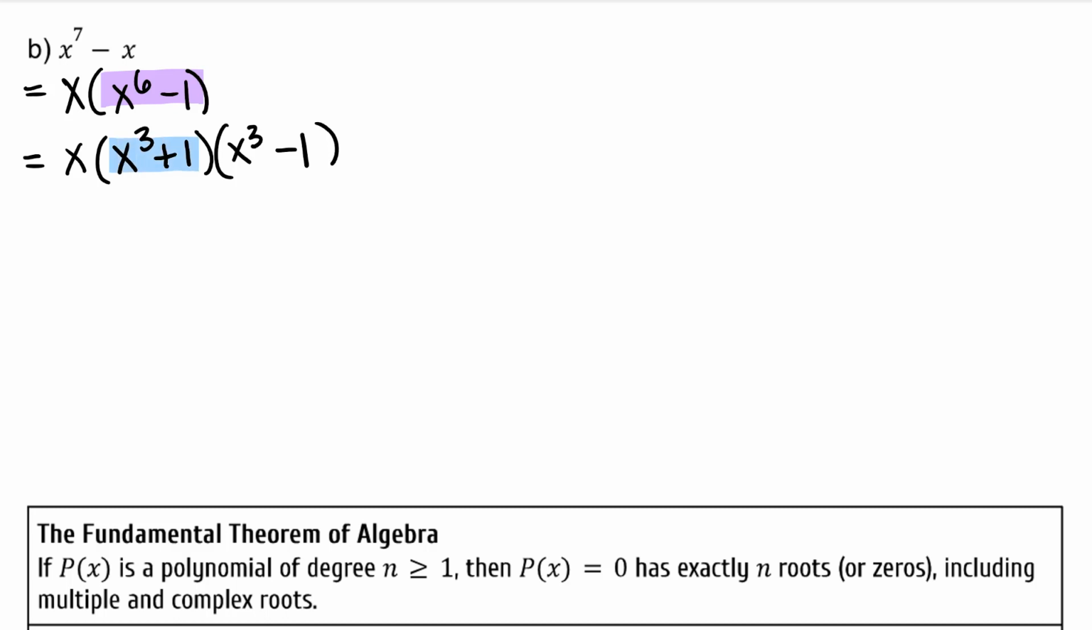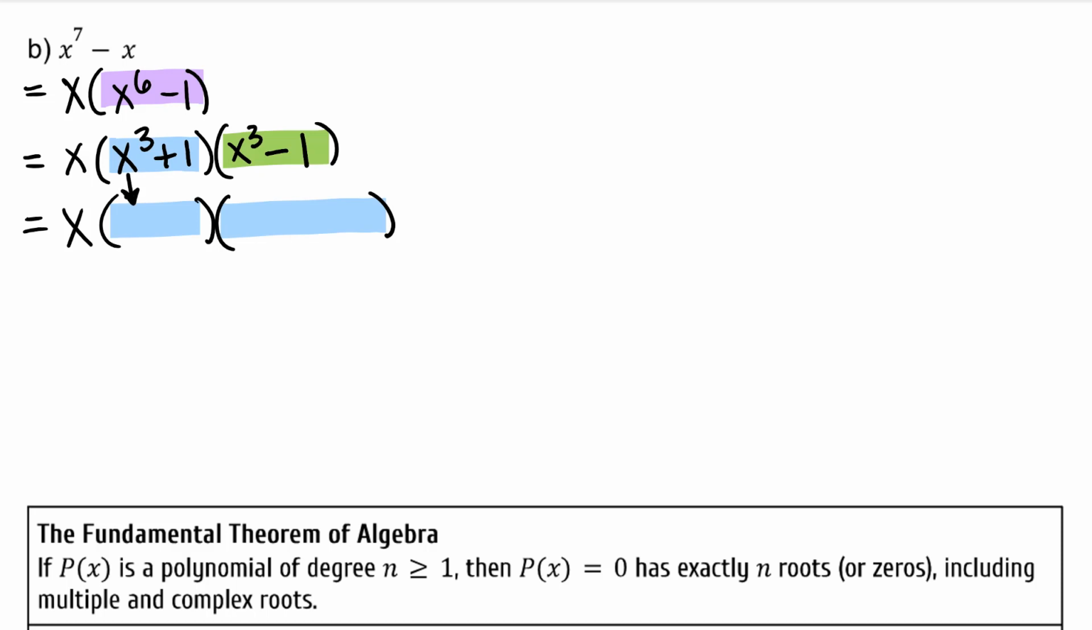Now we have factors with cubes in them. Let's check to see if we have perfect cubes. X cubed is a perfect cube, and yes, 1 cubed is 1. So begin by factoring x cubed plus 1. It should become a binomial times a trinomial every time.